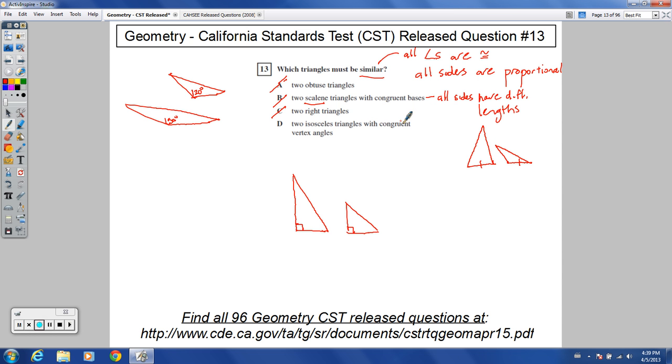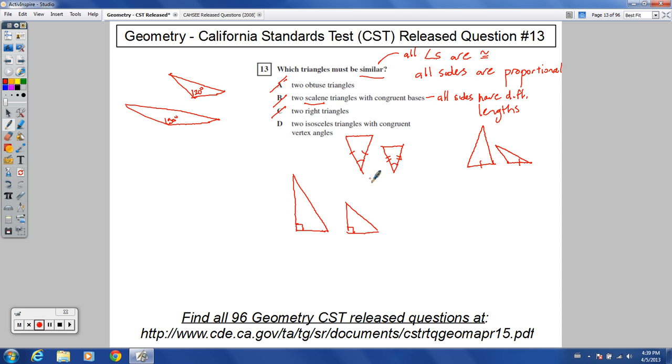Two isosceles triangles with congruent vertex angles. And so that would look something like this. We'd have isosceles triangles. This would be congruent to that here and here. Now it doesn't say that this one has the same exact measurement as this other one, but it does say that this angle is congruent to this one and that this one and this one have to be the same.